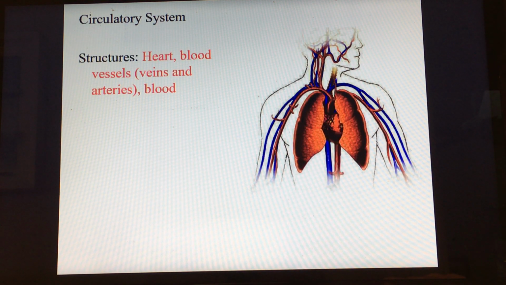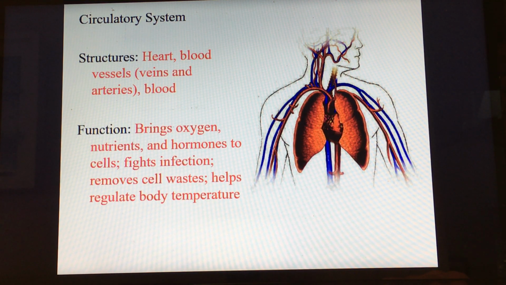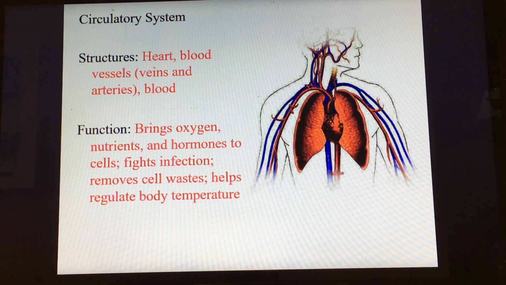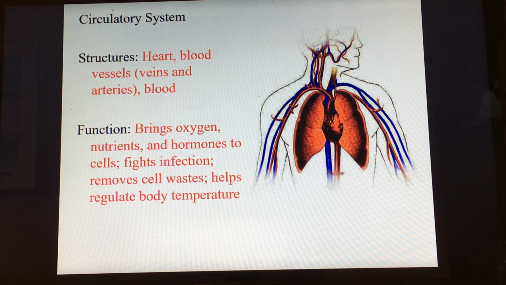The circulatory system includes the heart and the veins and the arteries. Arteries go away from the heart and veins go towards the heart. It also includes your blood, and it brings oxygen, nutrients, and hormones to cells, fights infection, removes cell waste, and helps regulate body temperature. So if you see a test question that's talking about transport, it's probably talking about the circulatory system. Sometimes it can be hard to tell whether they're talking about the respiratory system or the circulatory system, but if they're talking about transport, it's probably the circulatory system.